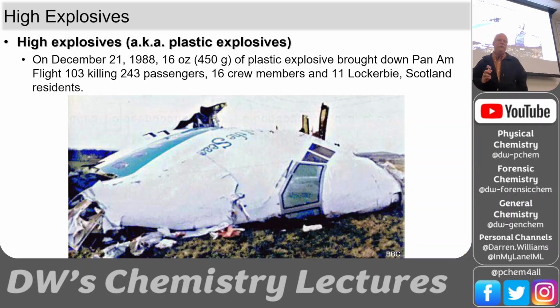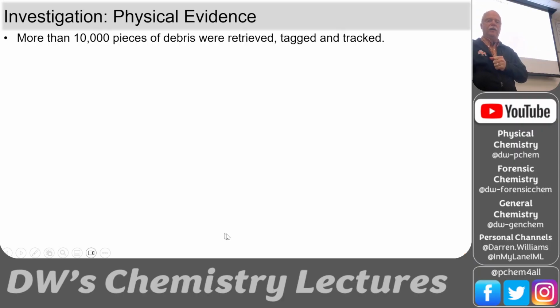Let's look at some of the data from an old case. I was in my freshman year in college when this happened. So it was a while ago, 1988. But I still have this in the notes just because it's impressive to see how much evidence was left behind. So this was 16 ounces, one pound of plastic explosives, that brought down a whole airplane. That killed 243 passengers, 16 crew, and then 11 residents on the ground in Scotland. Okay. And so let's look at where the evidence was in this situation.